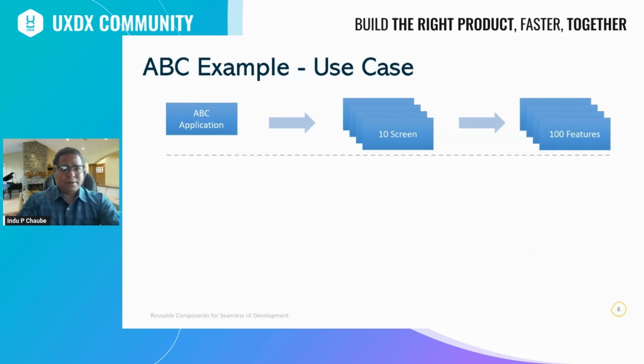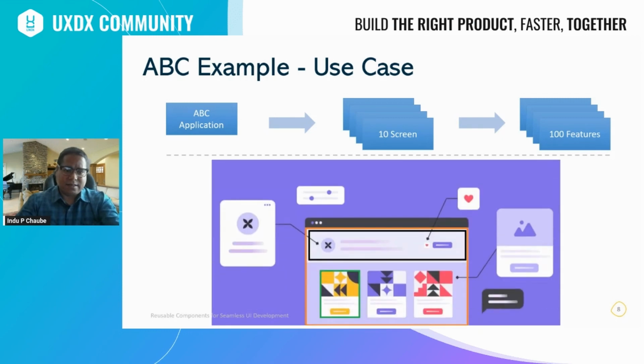I take an example use case, an ABC application, where we have 10 screens and hundreds of features in those screens. In that example, one screen here as an example has a header, and a card for different stats with images and a button.